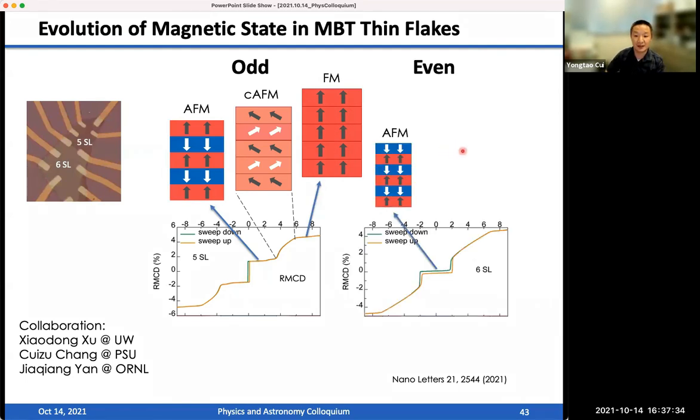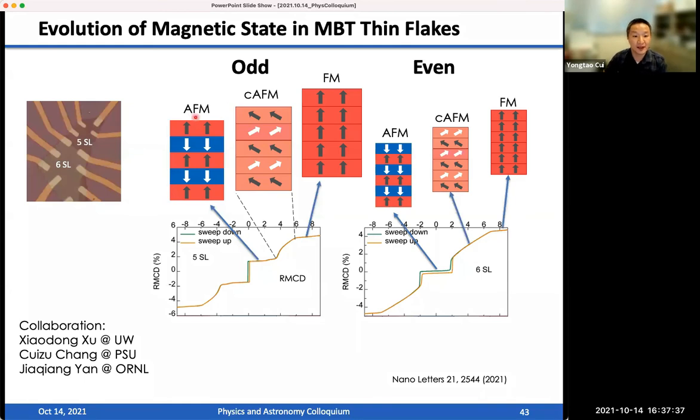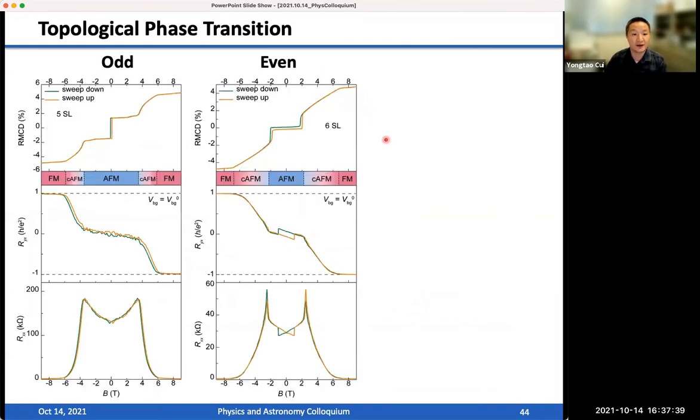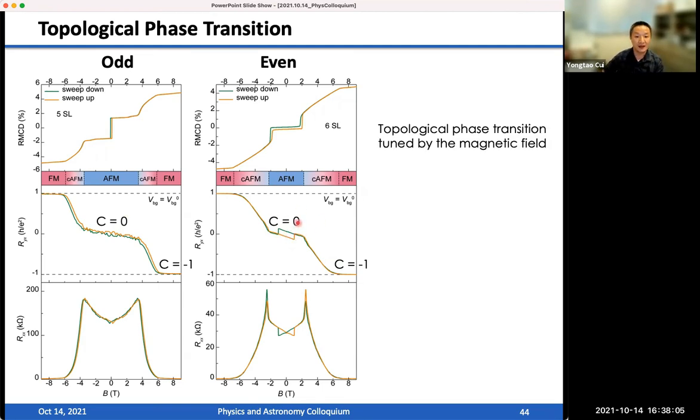So that's the same case in the even layer numbers. It goes through this AFM, canted AFM, and eventually to the FM. Then we can characterize the topological properties by doing Hall transport. And what we found is that at high field, the Hall resistance is nicely quantized. So that indicates a non-trivial Chern number at high field in the FM phase. But in the AFM phase, both give a very small Hall resistance that indicates a trivial case. So that means there's going to be a topological phase transition between topological phases with different characters.